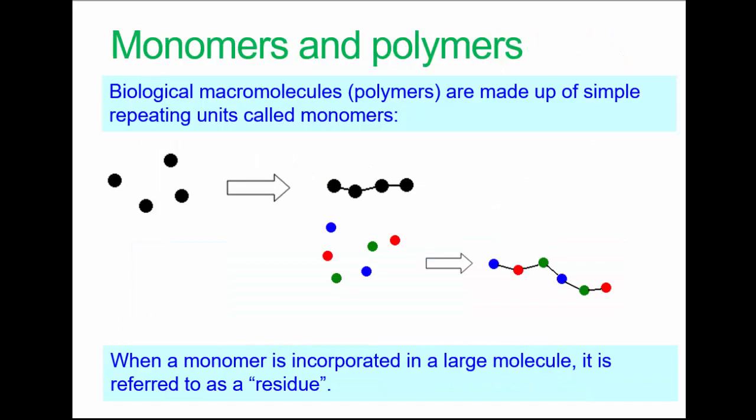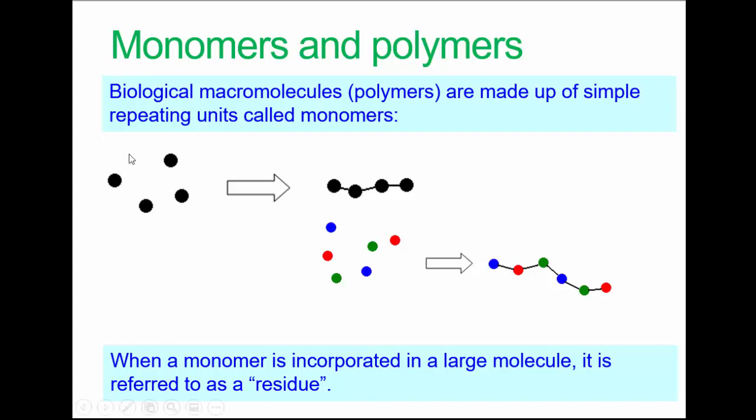Okay, monomers and polymers. Biological macromolecules, sometimes called polymers, are made up of simple repeating units called monomers. You'll sometimes see in the textbook the phrase like an amino acid residue. What that means is that an amino acid has been incorporated into a protein molecule and is henceforth referred to as a residue until it's hydrolyzed out, perhaps.